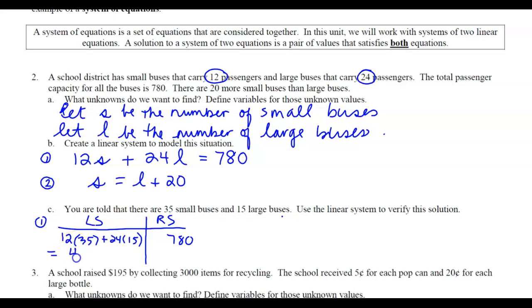So that's 420 plus 24 times 15 is 360. Add those together, we get 780. So the left side equals the right side. So that works for the first equation, but we do need to check the second equation.